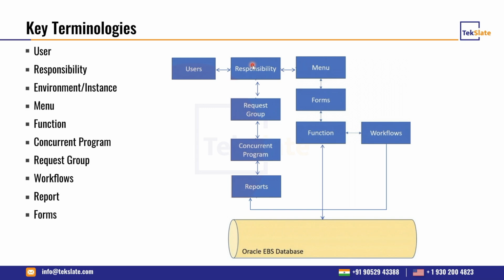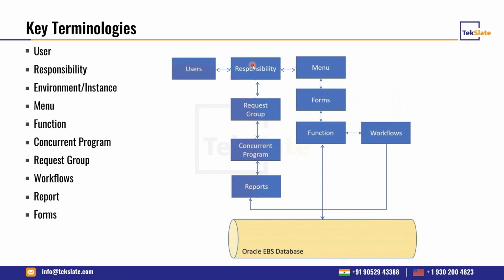Similarly, each responsibility will be linked with a request group. A request group will allow a user to have a group of concurrent programs, and a concurrent program will allow them to do certain activities, for example, generating a report, moving the code, or running a payroll, etc. Right? So this is how users are linked with responsibilities, and responsibilities are linked with all these functions and concurrent programs, and finally they talk to the database layer, that is the Oracle EBS database, and fetch the data based on the security that is linked with the user.